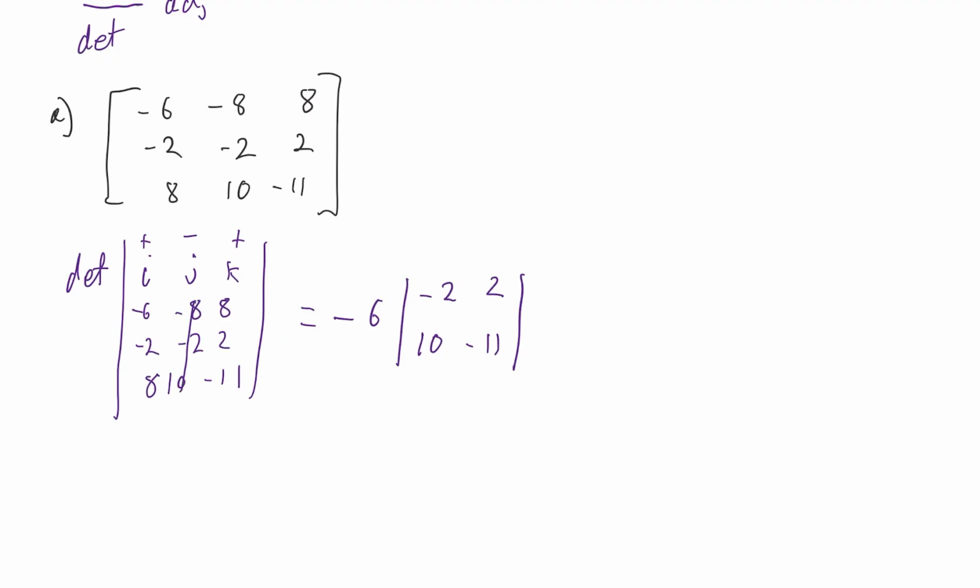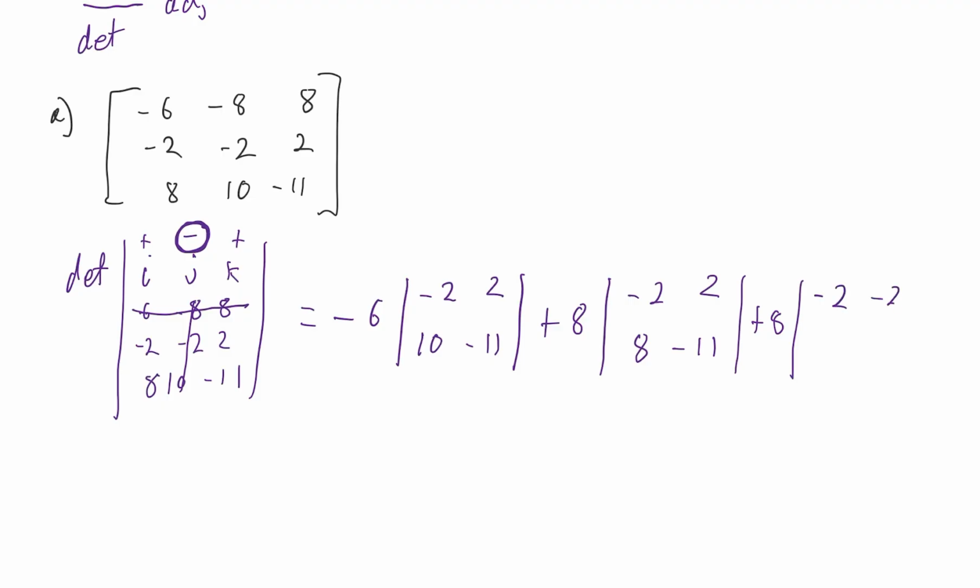Taking out the middle, it's going to be plus 8, not minus 8, because of this right here. Of the determinant minus 2, 2, 8, minus 11. Plus 8, minus 2, minus 2, 8, 10.